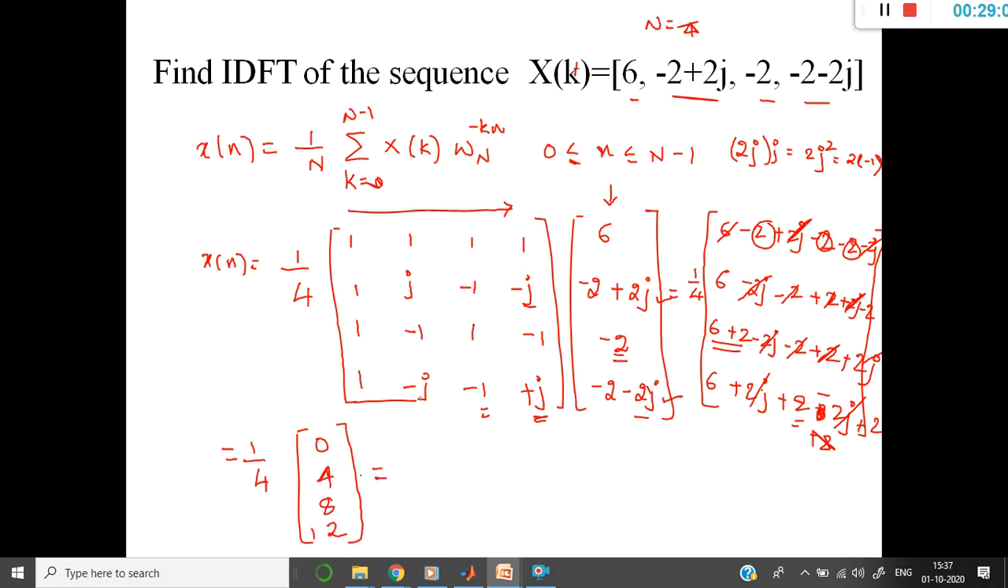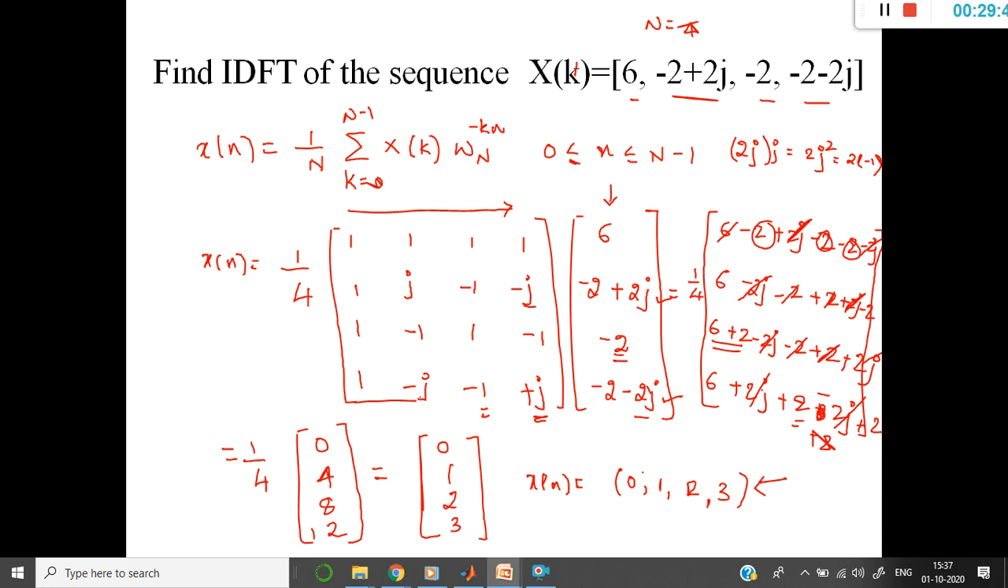12 is the answer. Now once again let me divide this. What is the final answer? So 0 divided by 4 is 0, and 4 ones are 4, twos, threes. So the input sequence x of n is given by 0, 1, 2 and 3. So this problem was solved in the beginning, where I had given you x of n sequence equal to 0, 1, 2, 3, and I just asked you to obtain its DFT.